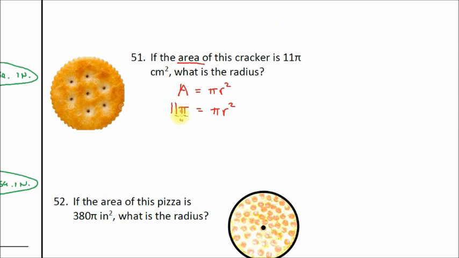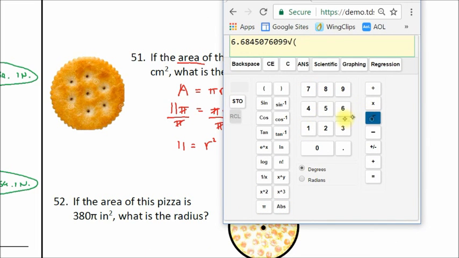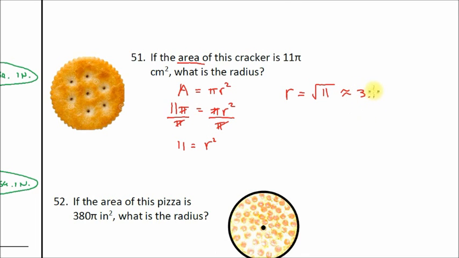Well, the good news is there's a pi on both sides. That means if we divide both sides by pi, it actually cancels itself out. Pi over pi, pi over pi, and we end up with r squared is equal to 11. If r squared is equal to 11, then we're going to square root both sides, r is equal to the square root of 11. That's approximately 3.31, so approximately 3.3, and our unit of measure is centimeters.